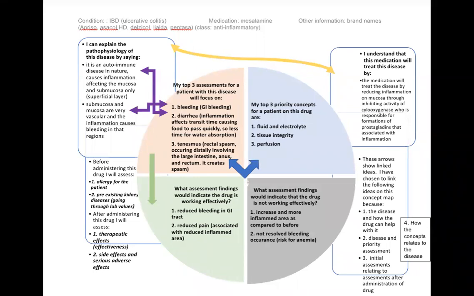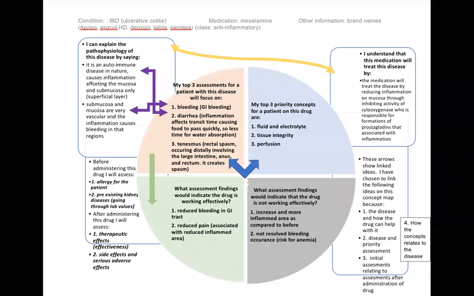Second one would be tissue integrity. I will prioritize this concept focusing on epithelial or skin, because common side effects of this drug also include rashes and itching, causing lesions and open wounds that put the patient at risk for infection. The third one would be perfusion. I will prioritize this because the disease causes bleeding that can affect the perfusion in the body. The drug reduces the bleeding, so it improves perfusion in the body.